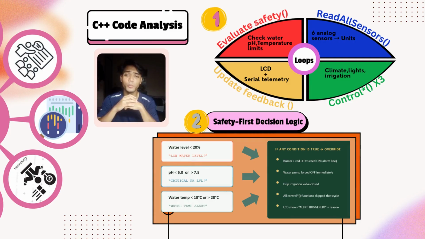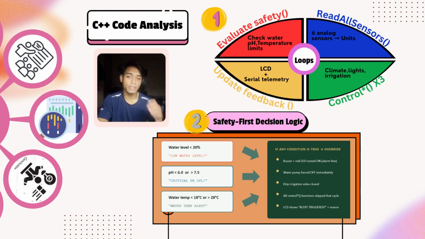One of them is loop. Inside the loop, we have read sensor, where it reads 6 analog sensors and converts them into real units. Then we have 3 control functions, where it controls the climate, light and irrigation. After that, we have update feedback, which is updating the status to the LCD and serial telemetry. Then, we have evaluate safety, where it checks the water level, pH value and temperature limit.